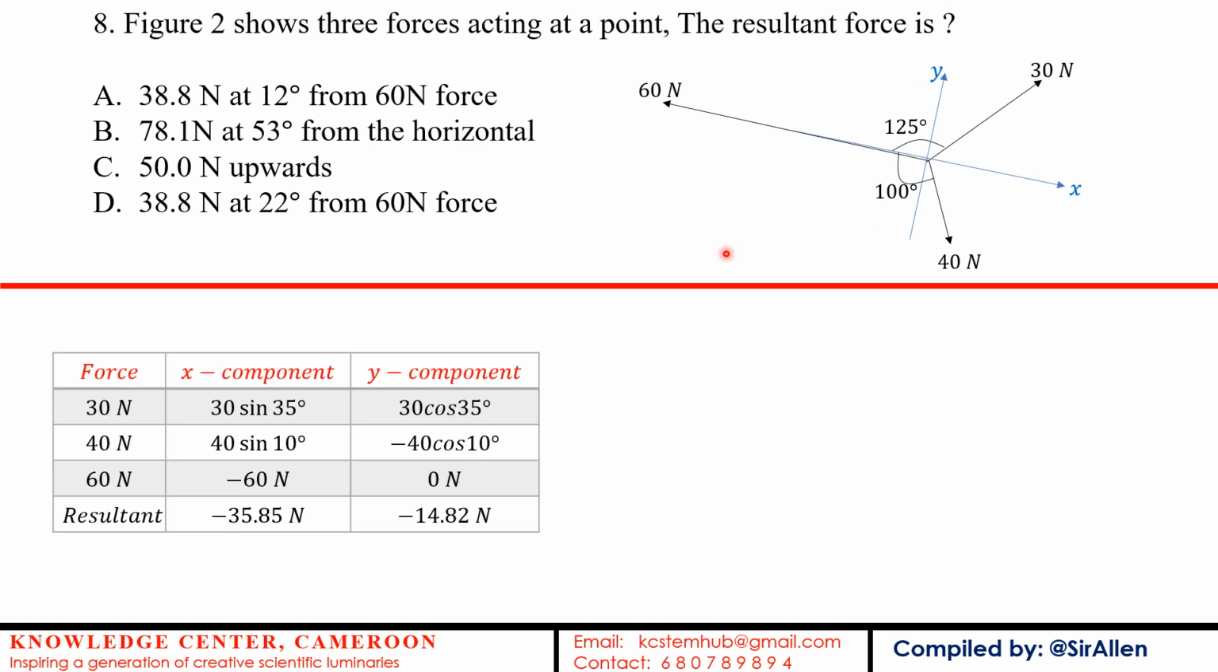Let's solve the problem. We need to resolve each one of these forces. There's a 30 Newton force, a 40 Newton force, and a 60 Newton force. The 30 Newton force, guys, come here. The x component would lie along this direction. Notice that these are perpendicular. If this is 125, you take 125 minus 90. It's going to give you 35. So this tiny angle is 35. And coming down here, this other angle, because these two are perpendicular, has to be 55, because it has to add up with 35 to give you 90. So this is 55.